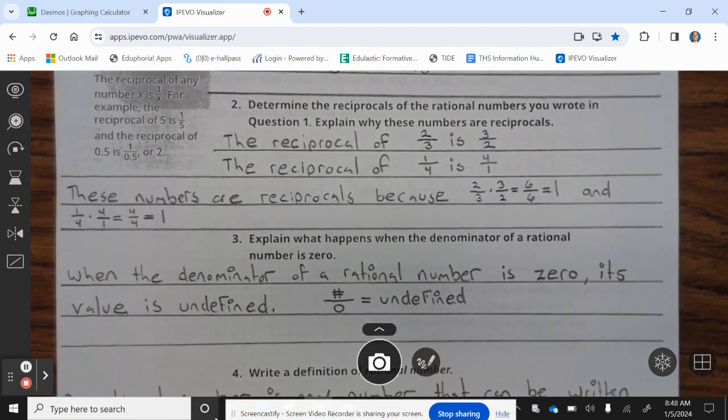2. Determine the reciprocals of the rational numbers you wrote in question 1. Explain why these numbers are reciprocals. The reciprocal of 2/3 is 3 divided by 2. The reciprocal of 1/4 is 4 divided by 1. These numbers are reciprocals because 2/3 times 3 divided by 2 equals 6 divided by 6, which equals 1. And 1 divided by 4 times 4 divided by 1 equals 4 divided by 4, which equals 1.